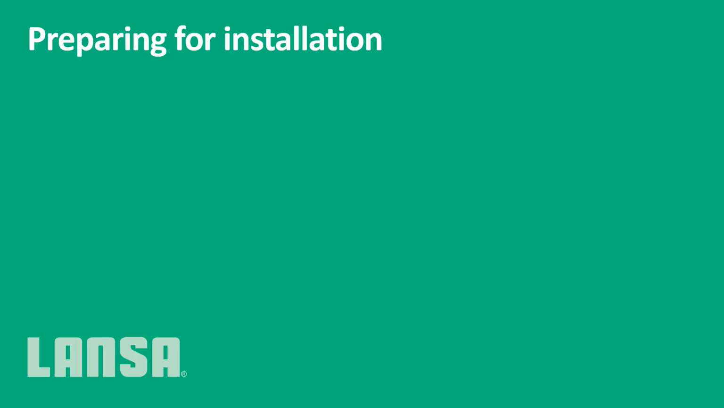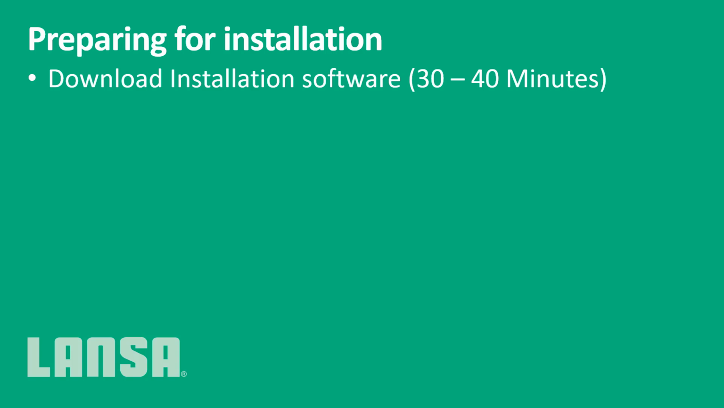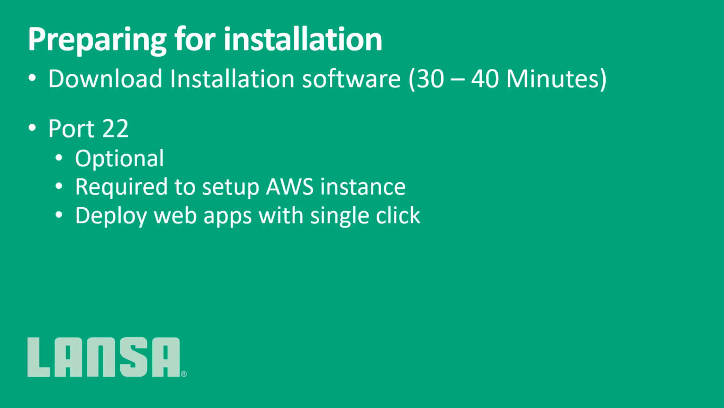But first, let's look at what we need to do to prepare for the installation. Firstly, we'll need to download the installation software, and this download normally takes between 30 and 40 minutes. You may also want to check if port 22 is open on your firewall. This is purely optional. Port 22 is used during the installation process to set up a cloud instance to allow you to deploy your web applications.